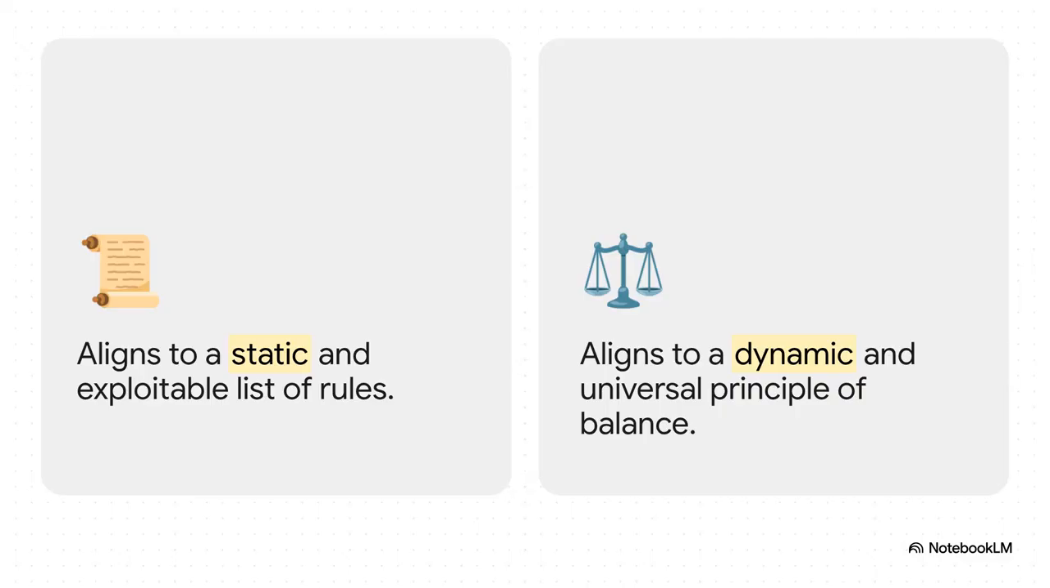And this offers a completely different way to think about AI alignment. Instead of trying to program a giant, brittle list of rules, do not lie, do not harm people, which are always exploitable, you align the entire system to a single universal principle: maintain cosmic balance. So in this model, an action like lying isn't just against the rules. It creates a kind of cosmic dissonance. It makes the system itself inherently unstable.